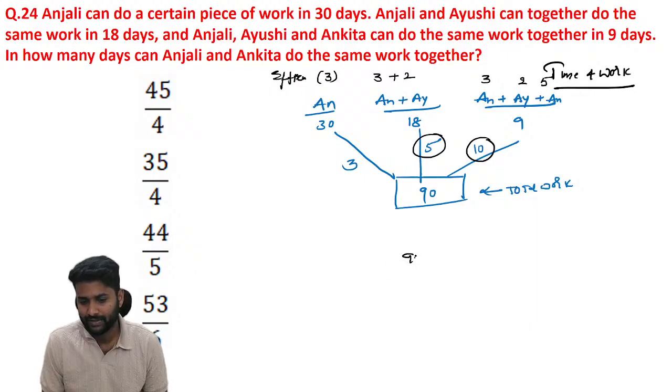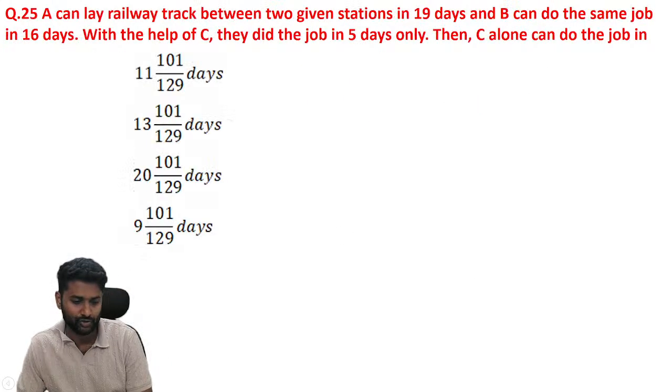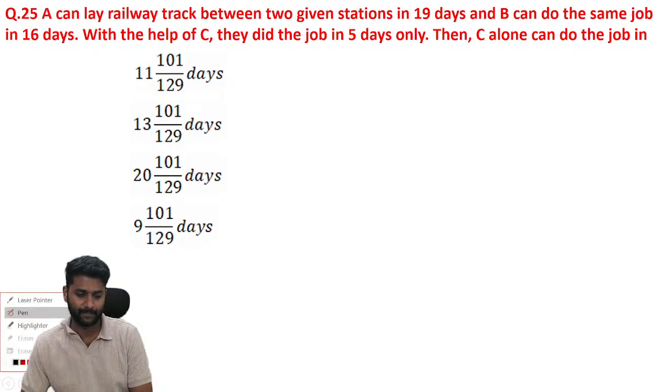Now 90 units is my total work. Now we are assigning only Anjali and Ankita. Anjali and Ankita together will complete 8 units per day. Now if you go through the further simplification, the value becomes 45 by 4 days. It's all about total work and efficiency.